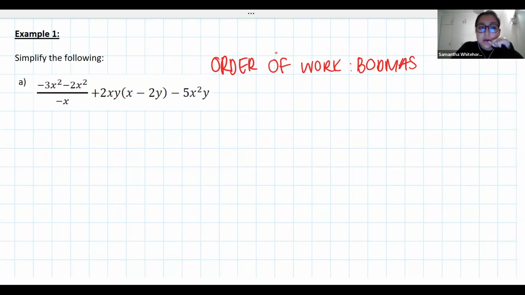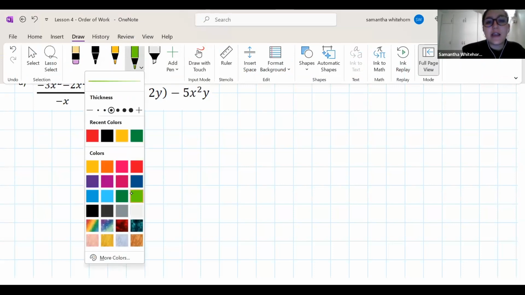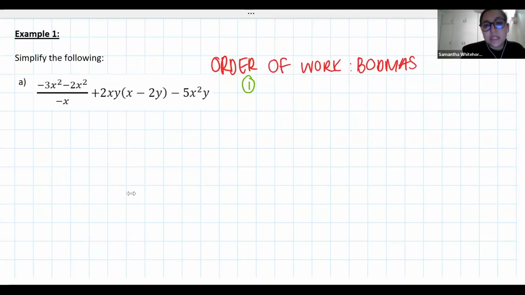I'm now on an example. First things first, we always want to know how many terms we have in an expression. If I know how many terms I have, it helps me identify whether any of my terms need to be simplified. Remember, if we want to work out how many terms we have in an expression, we need to look out for plus and minus signs. So how many terms are there?